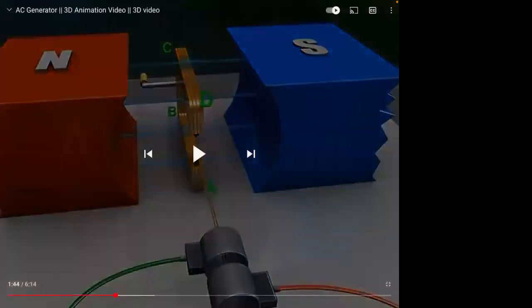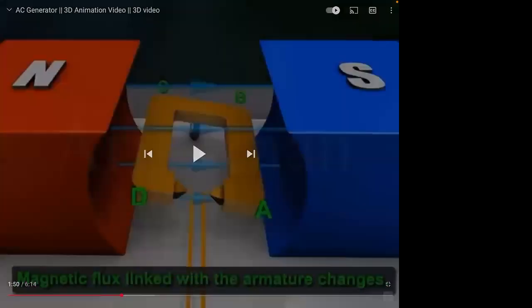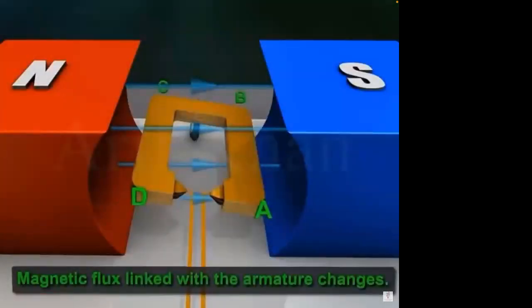Now, the coil is continuously in revolution. The magnetic flux linked in this context is less. Actually, had it been completely horizontal, the flux would have been 0. Means in 1/4 of the revolution, the flux is changing from maximum to 0. Minimum. Correct?